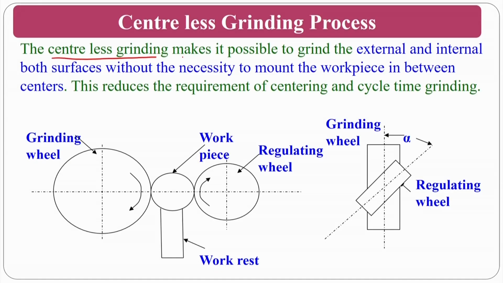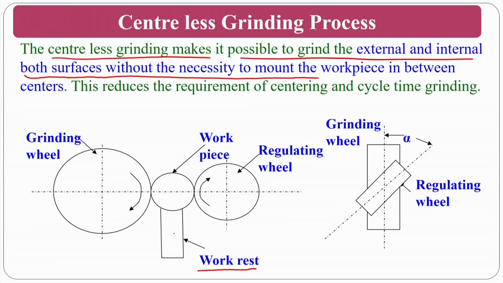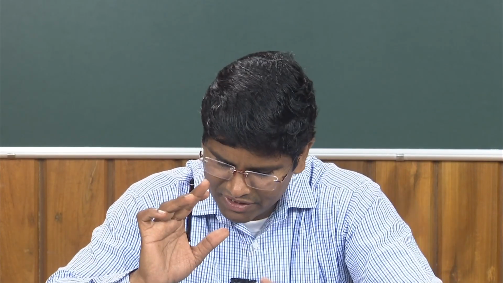So, in that circumstance it is called centerless grinding. In that circumstance the grinding process that we will use is the centerless grinding wheel process. Centerless grinding makes it possible to grind the external and internal surfaces without the necessity to mount between the centers. Okay. So, this is a work rest where you will mount the workpiece, and the grinding wheel is there on one side, and another one, the regulating wheel, will be there on the other side. A regulating wheel does not do any machining operation, only the grinding wheel does the machining operation.